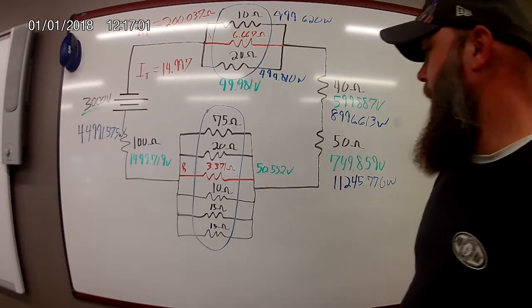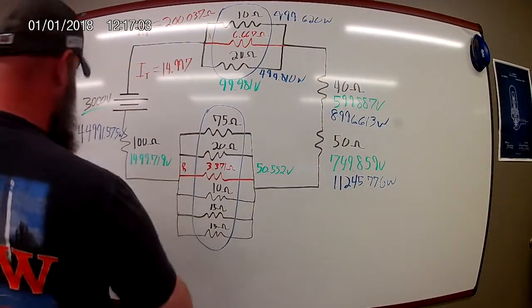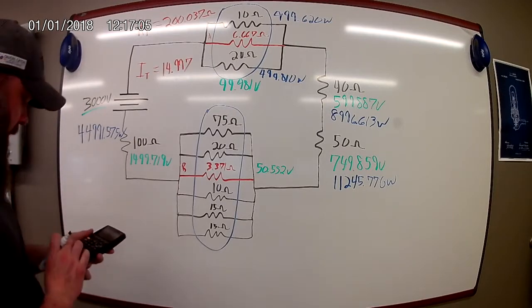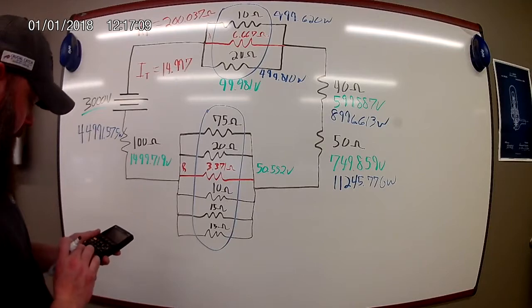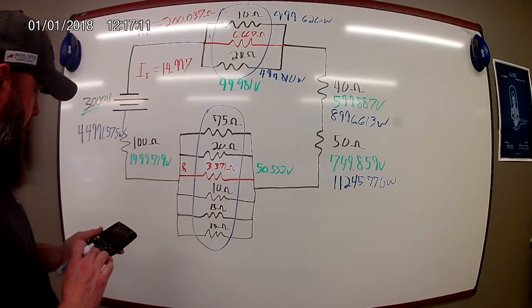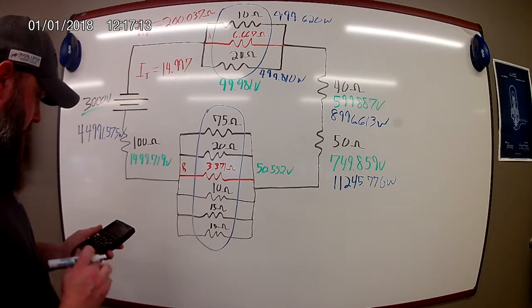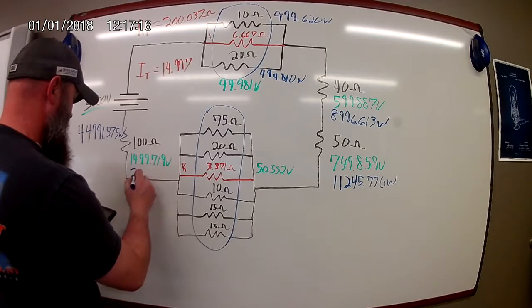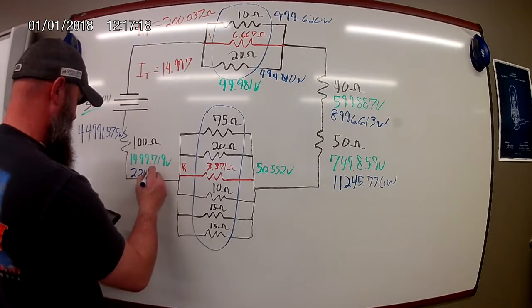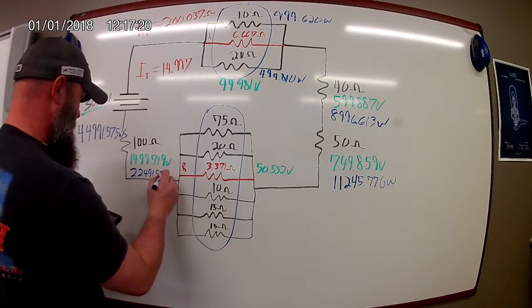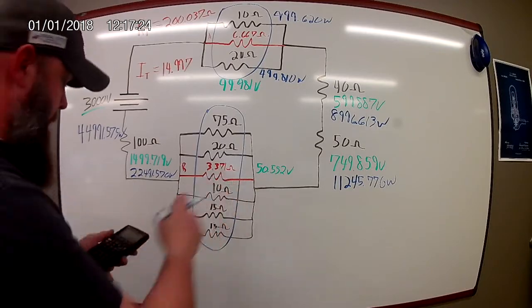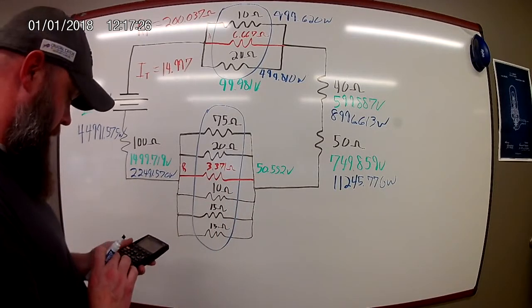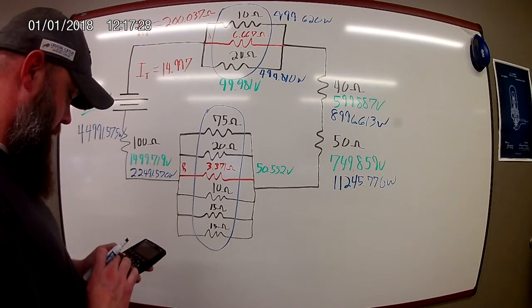Pretty straightforward, not too bad. And we'll leave this and just punch this one out real quick, so it's right there and it's asking for it. Then we'll take this, 50.552.